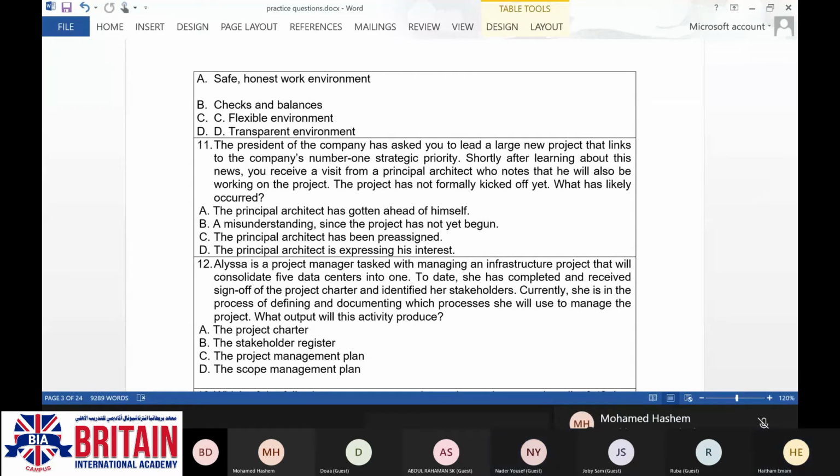Okay. Second one: a misunderstanding, because the chief or the chairman selected me for this. So maybe it's a misunderstanding. Okay. Third one: the principal architect has been pre-assigned. But if they have to pre-assign someone, you have to get information. Who are you? You are leading this project. He has just informed you that you are going to lead this project.